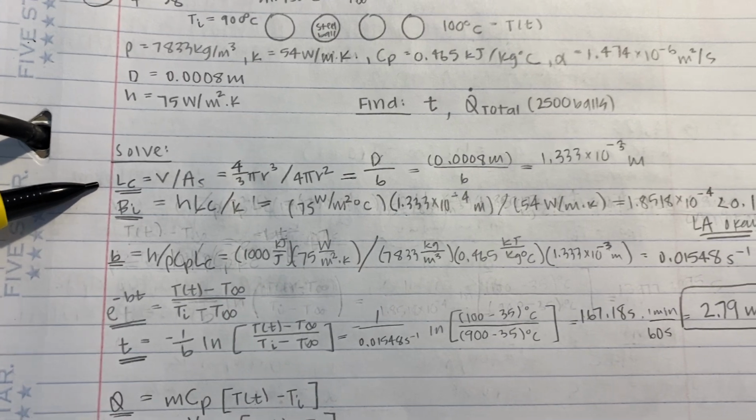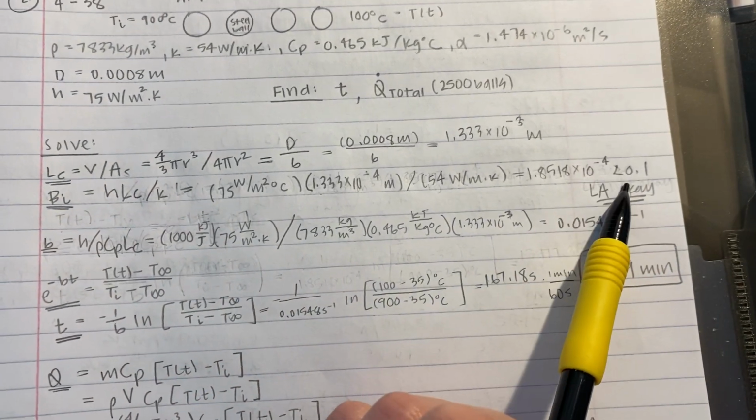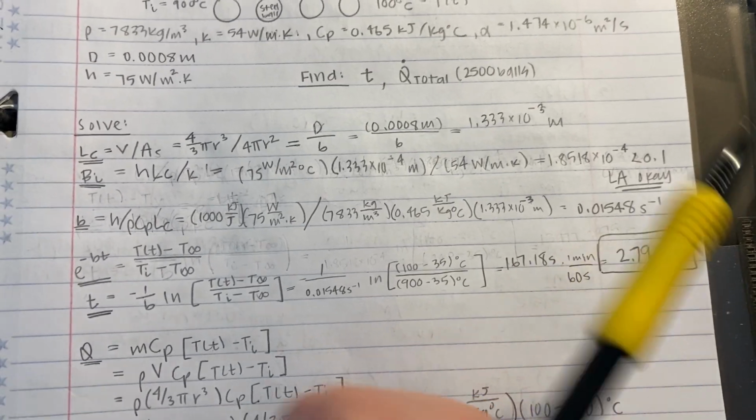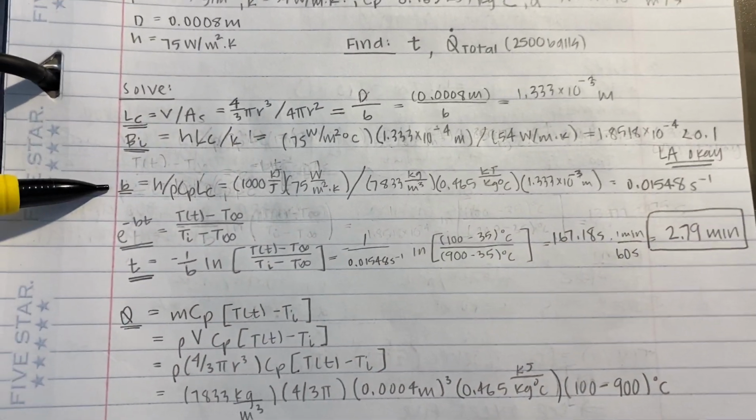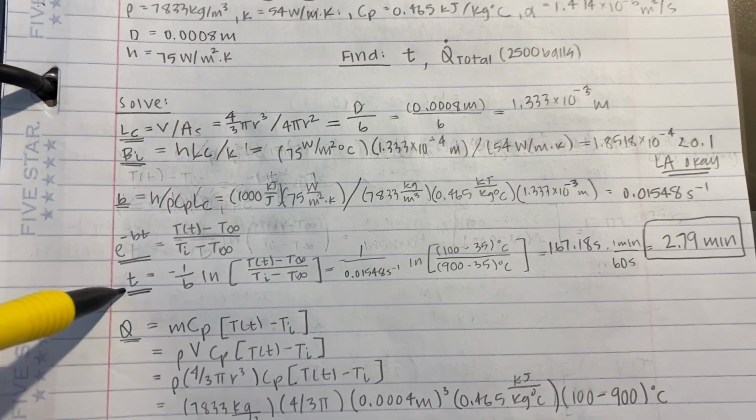First, you want to find the corrected length so that you can solve for the Biot number, and since the Biot number is less than 0.1, we can use the lumped analysis assumption. To do that, you have to find b, and then this is the equation for that assumption, and you just have to rearrange for T.